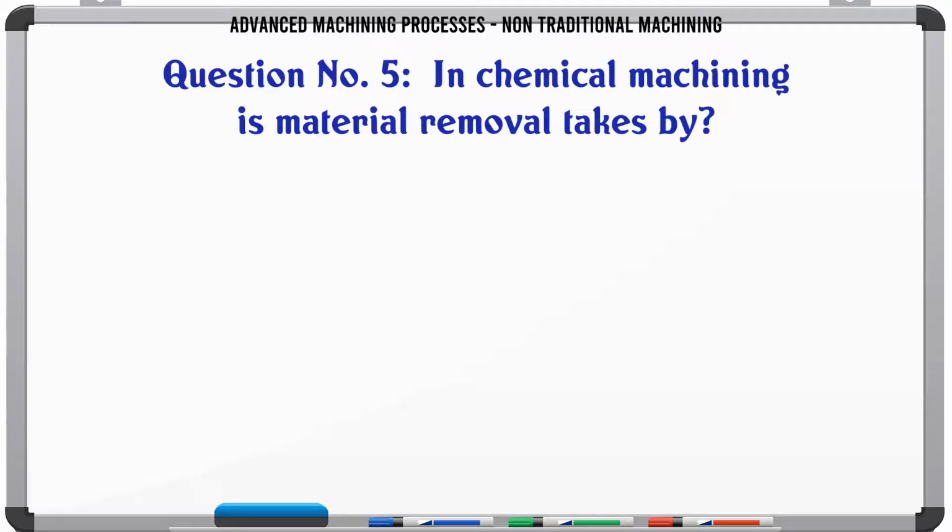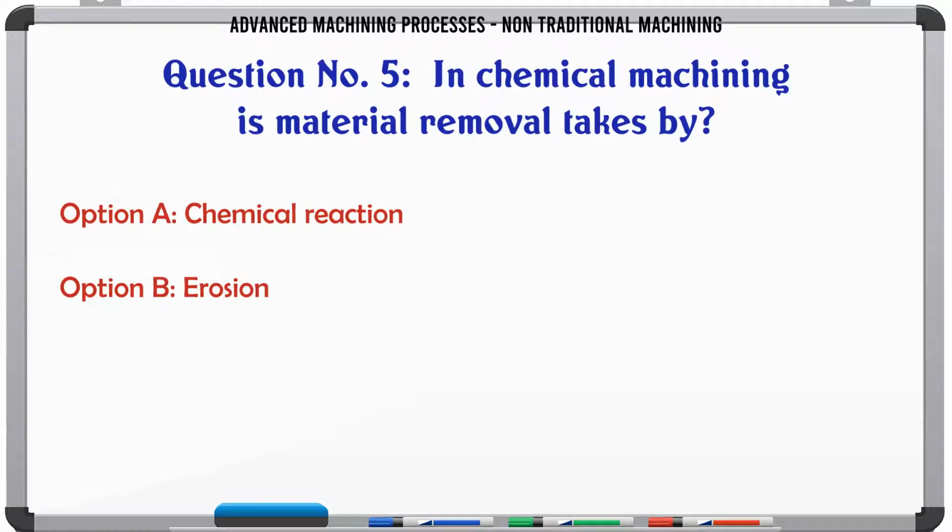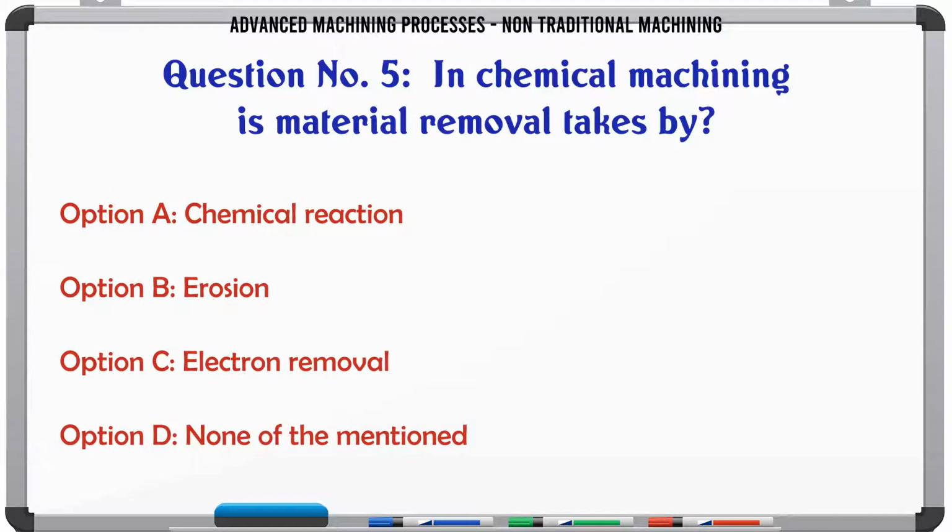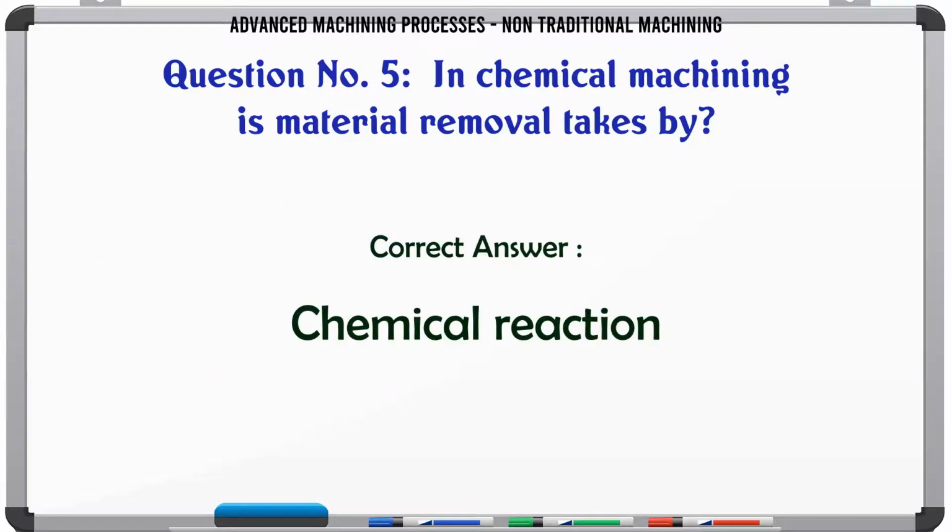In chemical machining, material removal takes place by: A. Chemical reaction, B. Erosion, C. Electron removal, D. None of the mentioned. The correct answer is chemical reaction.